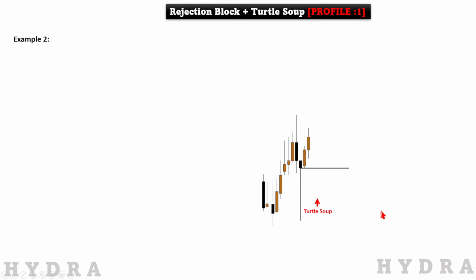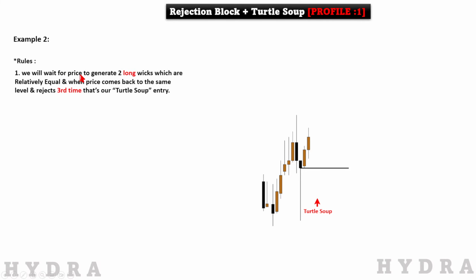So now let's look at our example number 2. Rules. We will wait for price to generate 2 long wicks which are relatively equal, and when price comes back to the same levels and rejects a third time, that's our turtle soup entry. Read it again, you will understand it clearly. This is our first wick, right? This is a swing low. Why? We have 2 candles right next to this candle which are higher than this one, right? The candle's body is not going below this candle here.